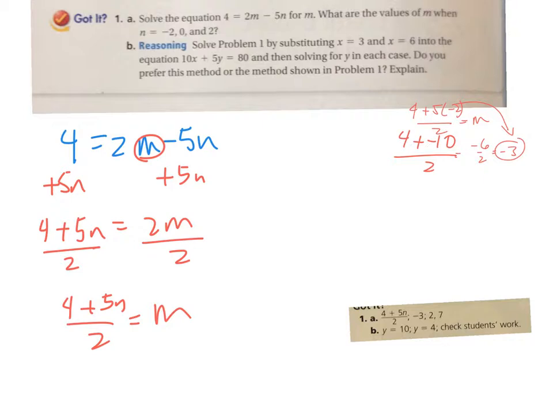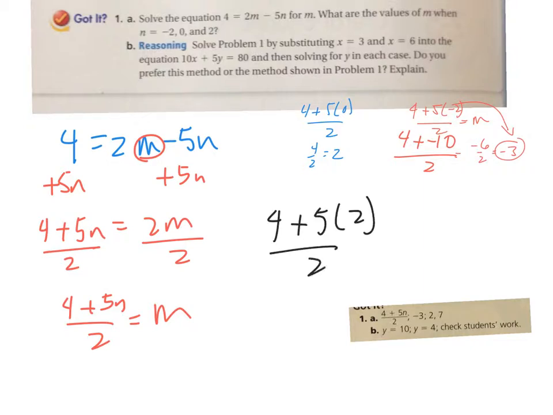Similarly, we're going to plug in a 0. So we're going to say 4 plus 5 times 0 divided by 2. And so that's going to be 4 divided by 2, which is just 2. And then we're going to say 4 plus 5 times a positive 2 this time, divided by 2. So on the top, 14 divided by 2, which is 7. All right, so that's A.